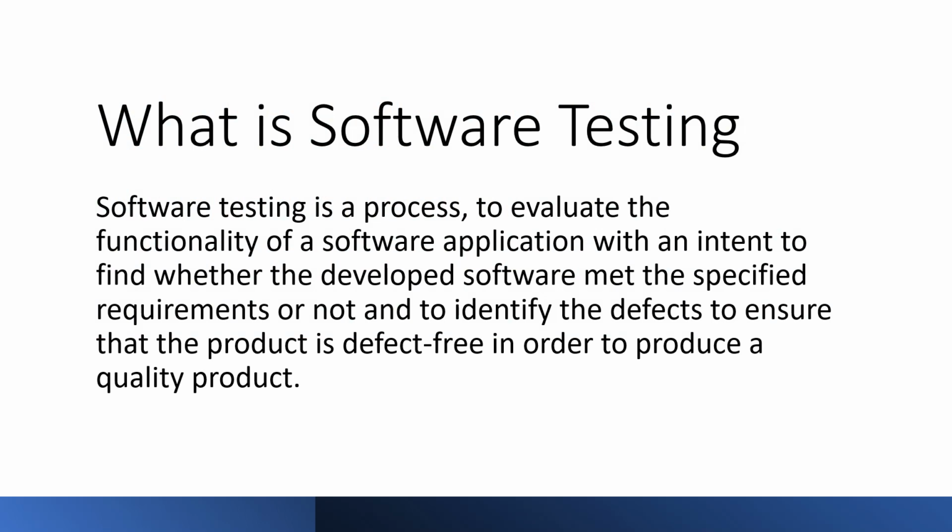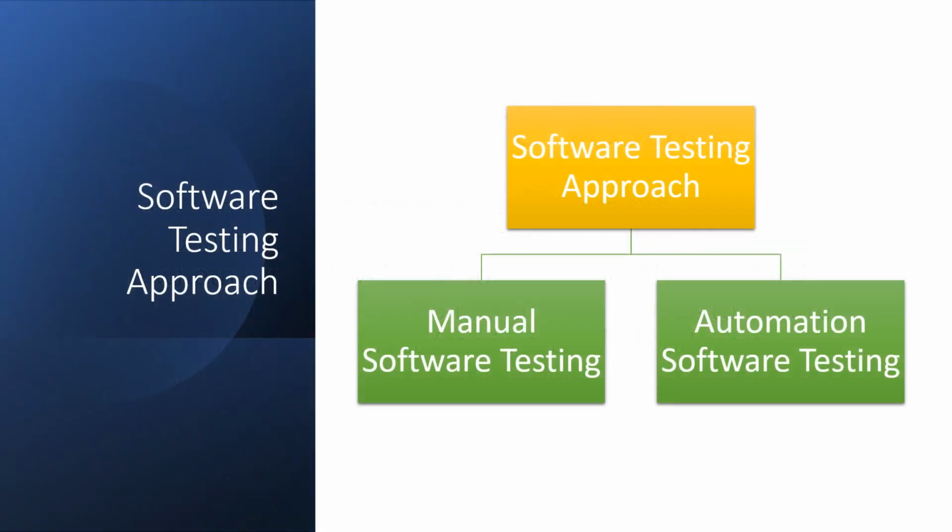So now let's discuss the software testing approaches. There are two approaches for software testing. The first one is manual software testing and the second one is automation software testing. Let's discuss the first approach, manual testing, and why manual testing. Manual testing is a type of software testing in which test cases are executed manually by the tester without using any automated tools. In case of automated testing, we use automated tools such as Selenium and UFT.